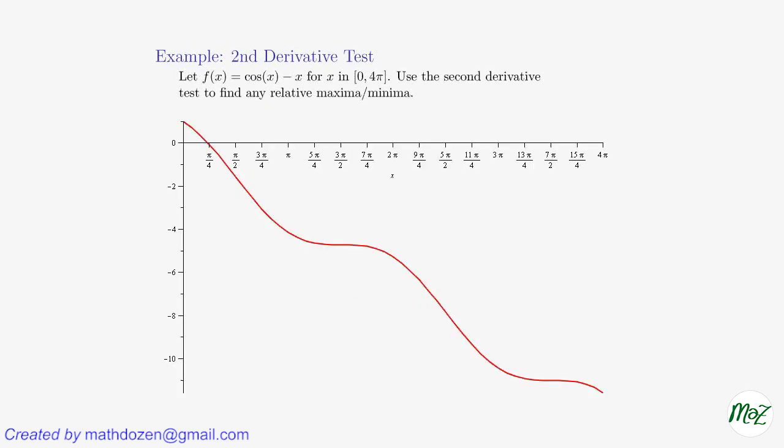And then after that we can look at the graph of this function, and we see that this function just keeps decreasing and decreasing and decreasing.